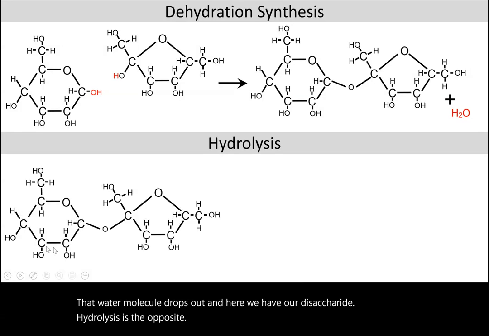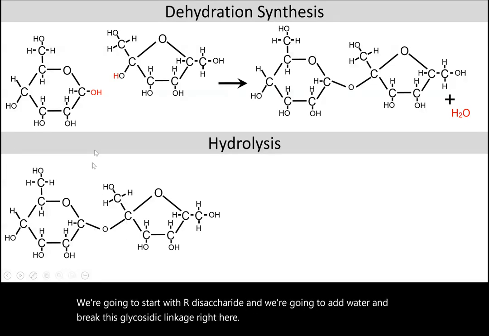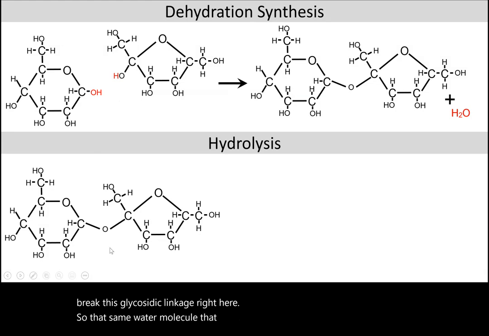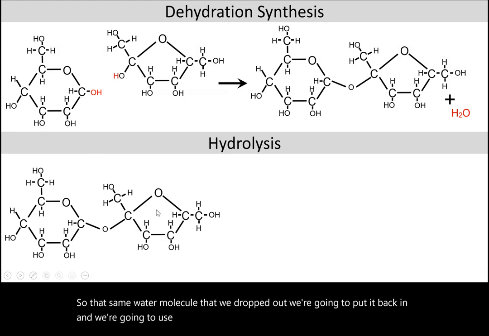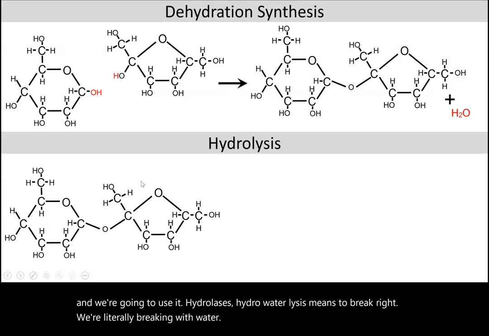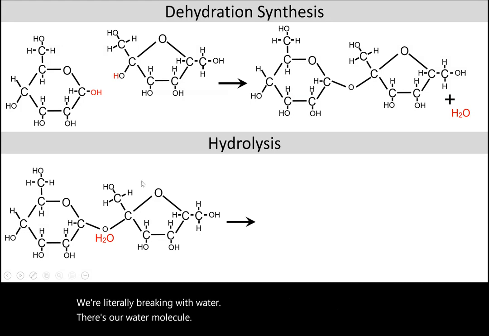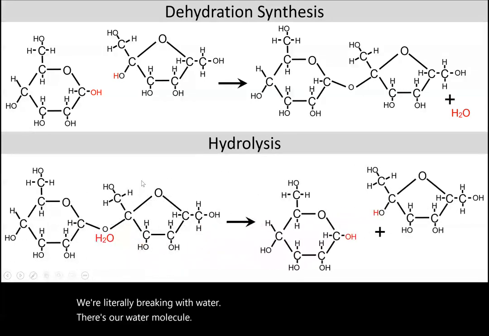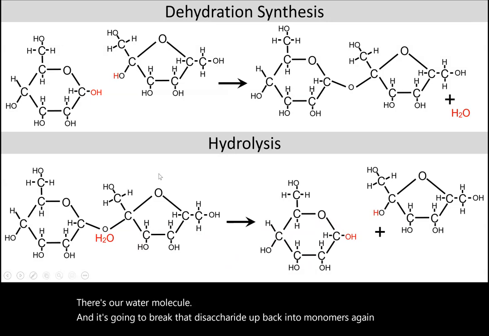We're going to start with our disaccharide, and we're going to add water and break this glycosidic linkage right here. So that same water molecule that we dropped out, we're going to put it back in, and we're going to use it in hydrolysis. Hydro, water, lysis means to break, right? We're literally breaking with water. There's our water molecule, and it's going to break that disaccharide up back into monomers again, monosaccharides.